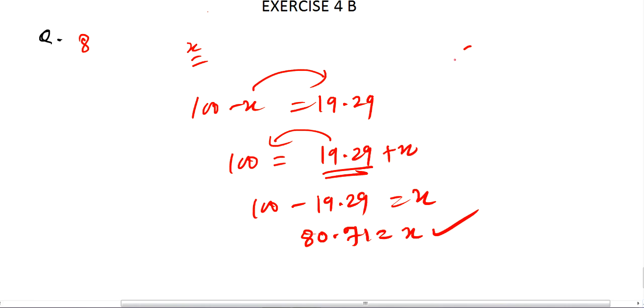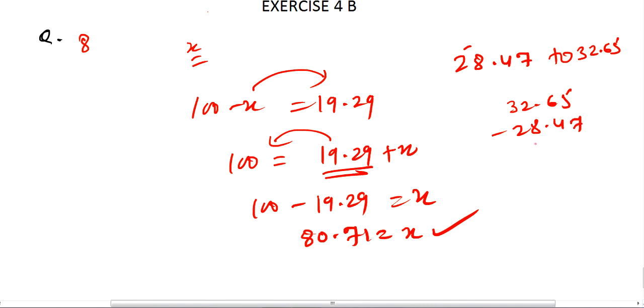Price is changing, cost is changing from 28 rupee 47 paise to 32 rupee 65 paise. You have to find increase. So simply subtract it, you will get answer how much increment you got. Clear? So exercise 4b is over now.